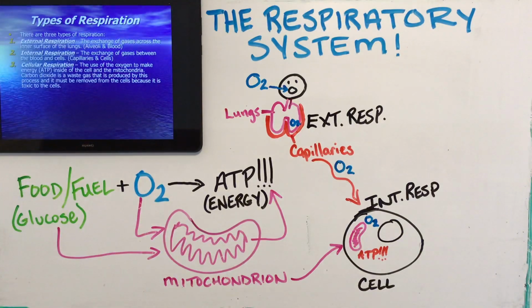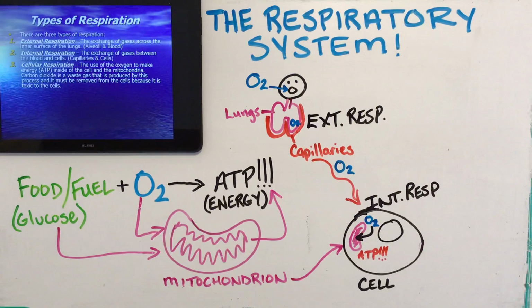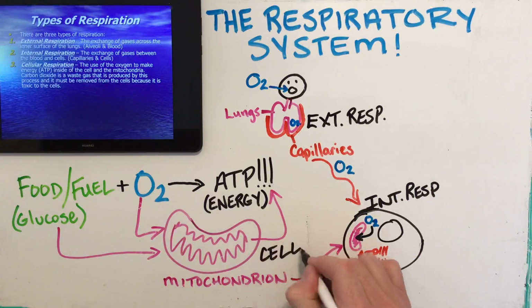That oxygen then undergoes a process called cellular respiration. And cellular respiration takes place inside of the mitochondrion. And that's why we draw the mitochondrion here. Cellular respiration is a process by which the mitochondrion uses the oxygen and the glucose to make ATP. So those are our three types. So I'll put cellular respiration right here.